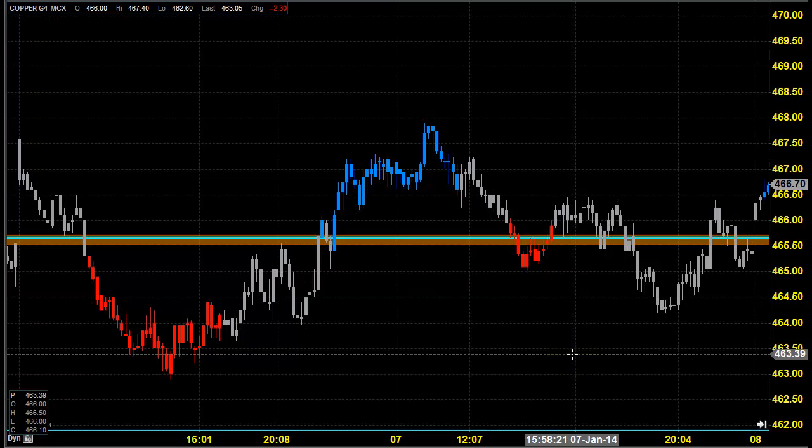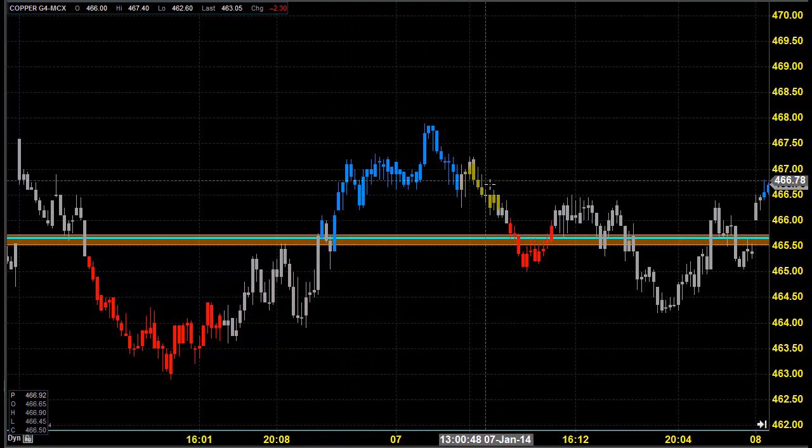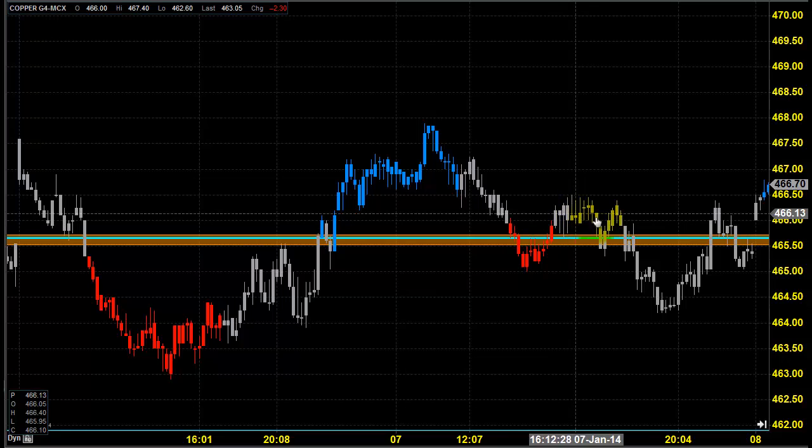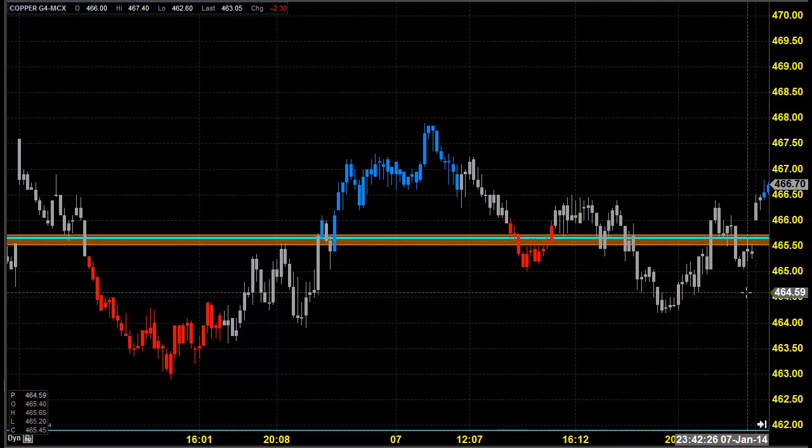In this video presentation, we are going to see how we can trade in the MCX copper market today. Before looking into that, let us see what happened yesterday and what we expected yesterday. The chart which you are seeing is the Goodwill Commodities charting tool. Whenever I place the cursor on any particular candlestick, you can see the date and time below.